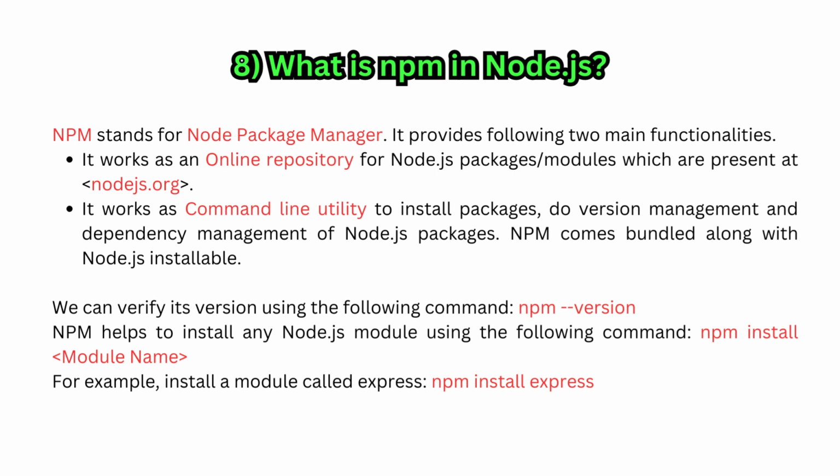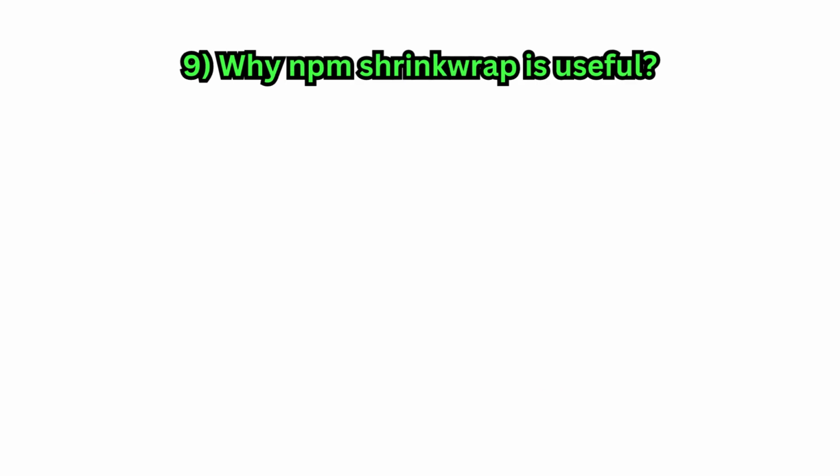NPM comes bundled along with the Node.js installable. We can verify its version using the following command, npm --version. NPM helps to install any Node.js module using the following command, npm install module name. For example, install a module called Express. npm install express. Question 9.